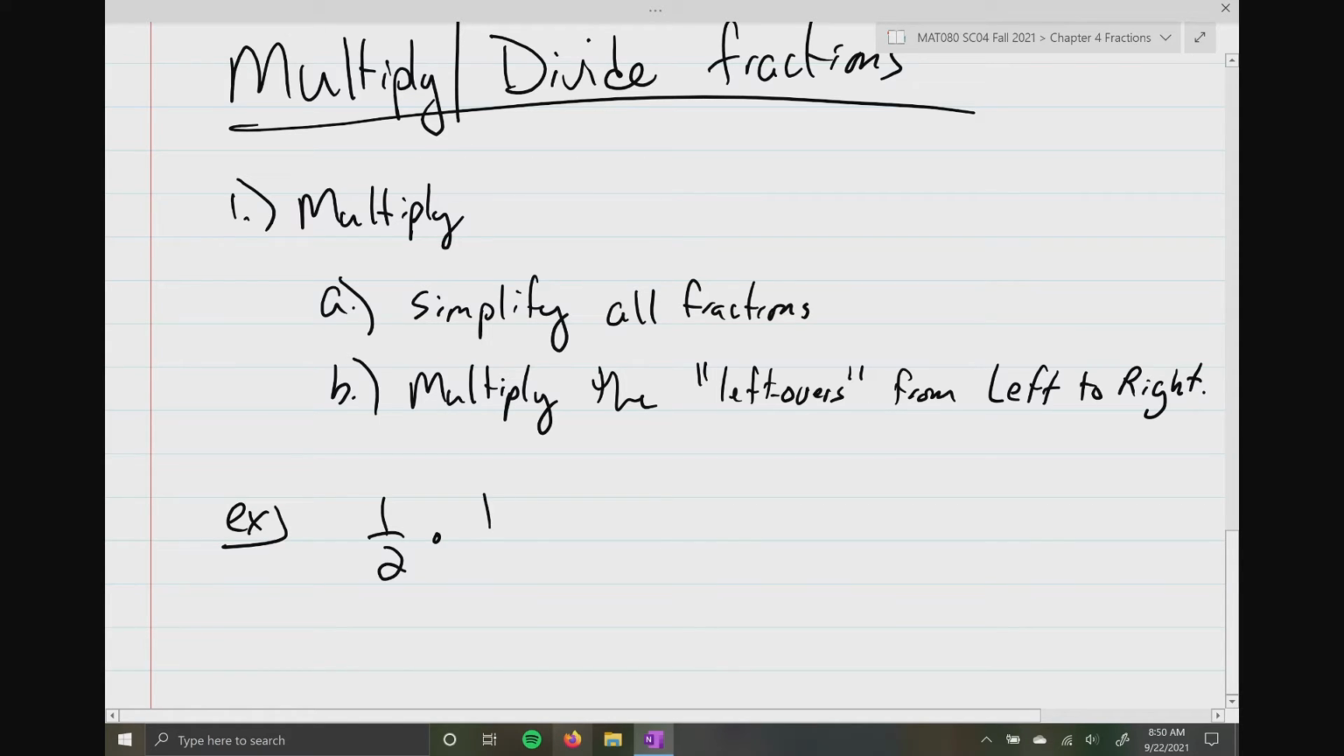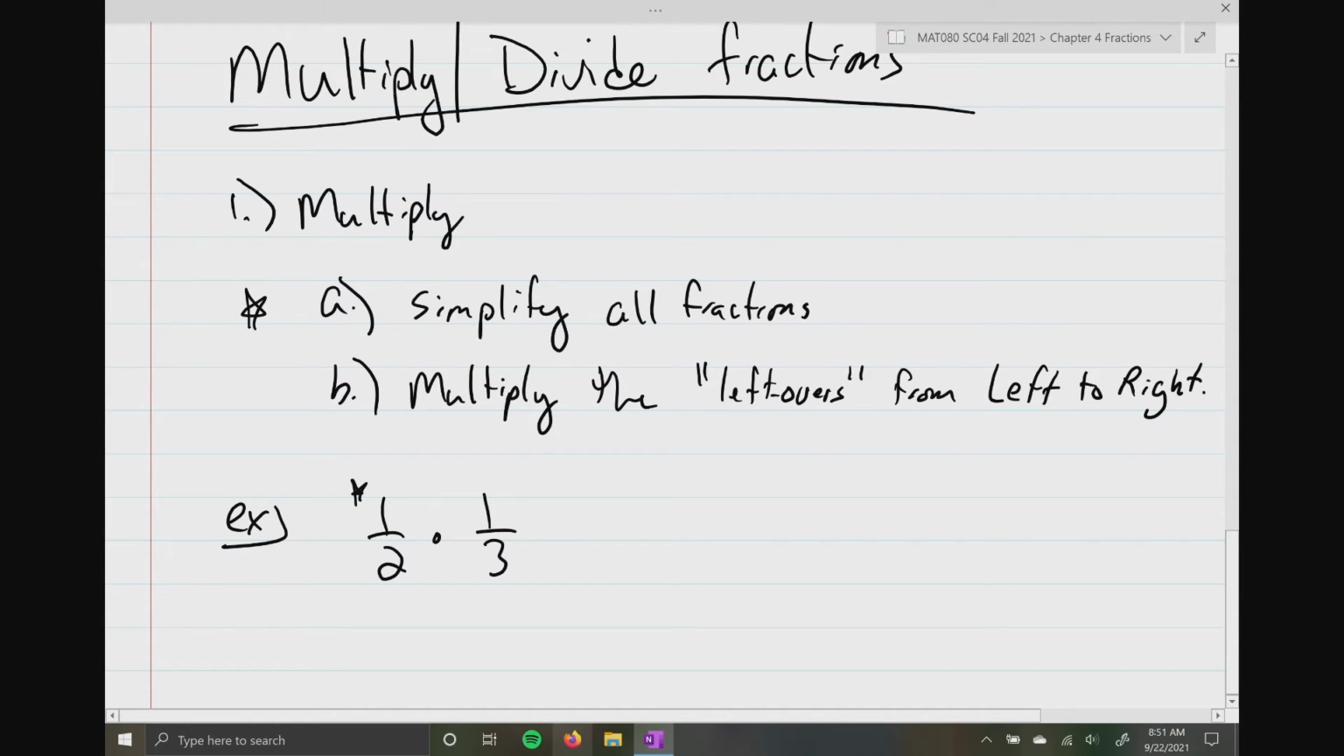1/2 times 1/3. Now, what I like to do is this. How about everybody just watch? I'll give you a minute to write this down because this problem is super easy. I start in the upper left-hand corner, in the first fraction's numerator. That's a 1. I can't reduce that any further. So I move on. I look at the 2. That's prime. I can't reduce that any further. Then I move over to the next fraction. I look in the numerator. That's a 1. Can't do anything there. I look at its denominator. It's a 3. Can't do anything there. So step 1, simplify all fractions, is already done.